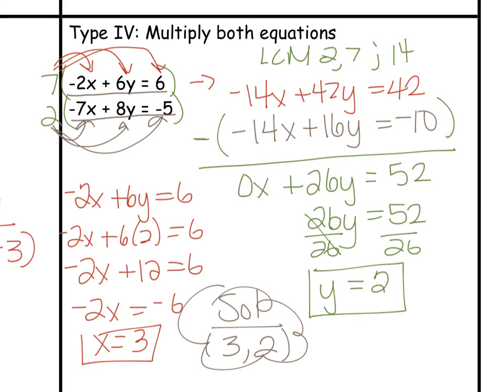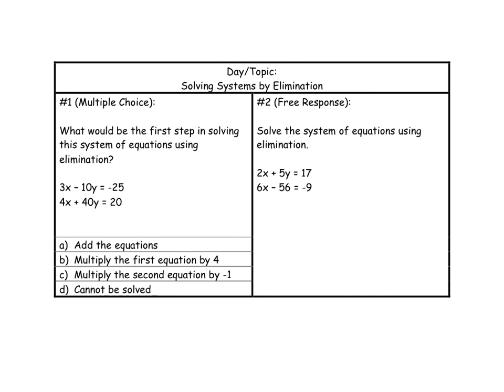Okay, now it's your turn to practice what you learned in the video. Here are your two solving systems by elimination questions. Number 1 is multiple choice, and number 2 is free response. Remember, when you're submitting your answer for the free response, you're submitting it as an ordered pair: parentheses, your x value, comma, your y value, and close parentheses.